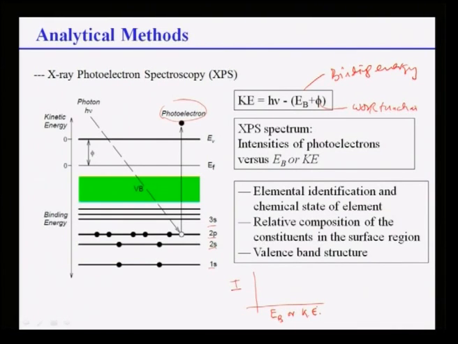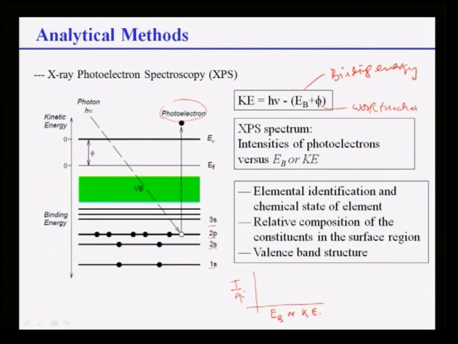Phi, that is the work function for a material, is well known. h nu is the energy of the incident X-ray, that is also well known. So therefore the two things which can vary are the KE or EB, depending on which atom, which electron you are ejecting out. So that is why the XPS plots will be intensity versus either EB, that is the binding energy, or kinetic energy. That is how the plots are made.